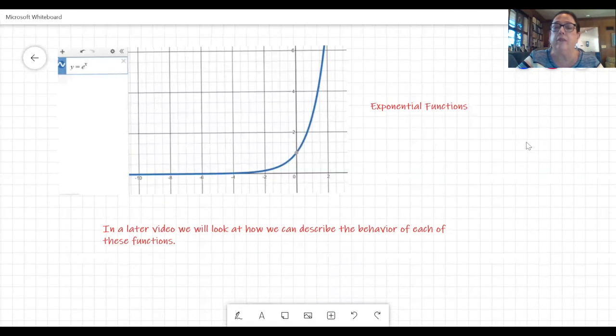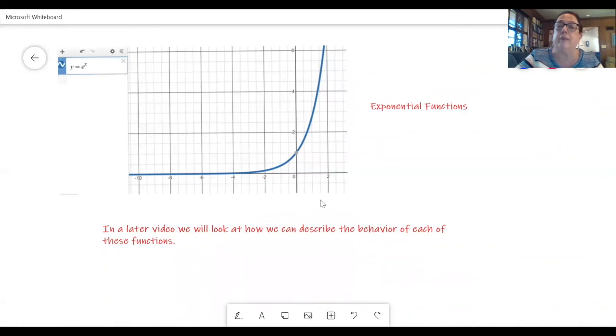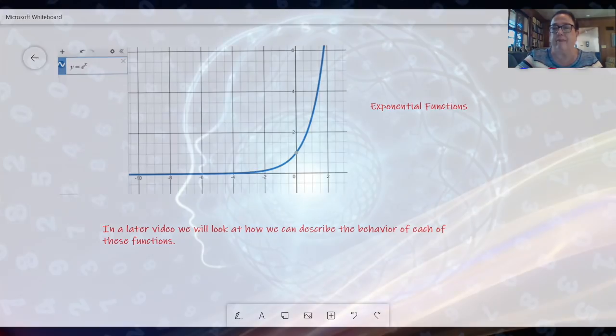In contrast, actually its inverse, we have exponential functions, y equals e to the x. Exponential growth is fearful growth. Exponential growth characterizes how credit card debt grows. Exponential growth characterizes how dangerous pandemics grow. Exponential growth, unless it's the interest rate you're getting, which almost never happens, is to be feared. In later videos, we're going to look at how to describe the behavior of each of these functions.